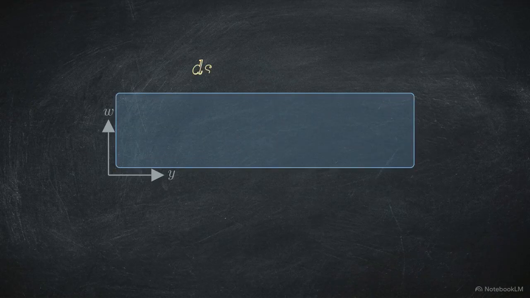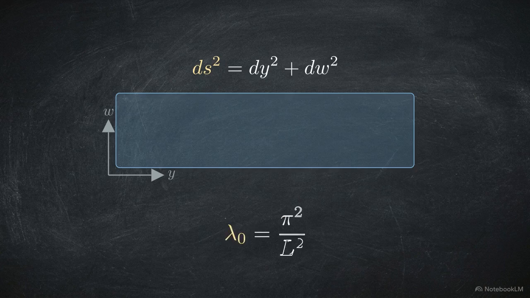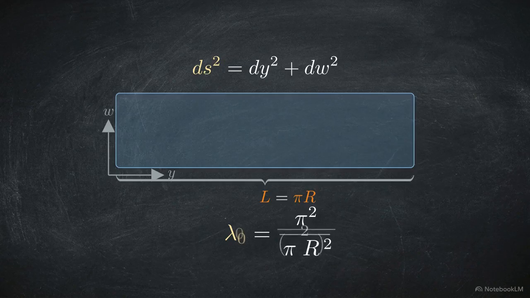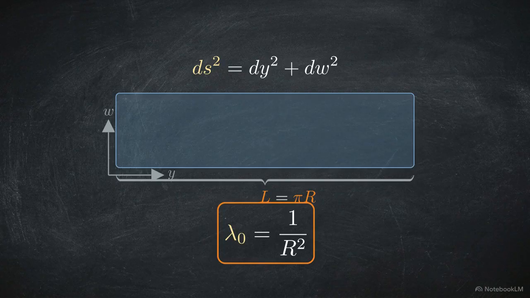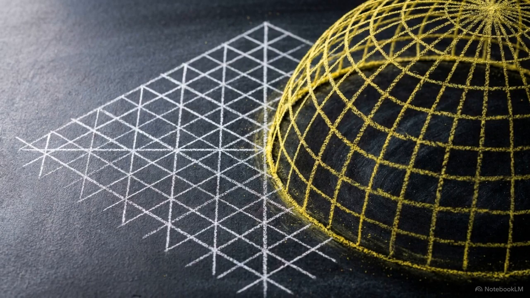band. On a flat strip, Euclidean geometry gives a metric of ds² equals dy² plus dw². This establishes a baseline ground eigenvalue. By fixing the meridional period L to pi times r, it resolves exactly to 1 over r². On a surface with constant curvature, the scalar curvature is exactly 2 over r². The flat strip eigenvalue is exactly half that amount.